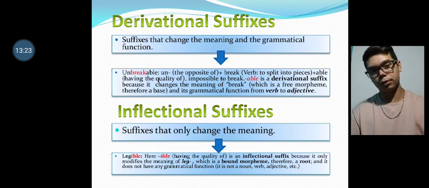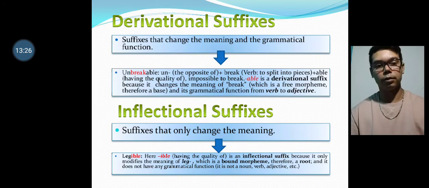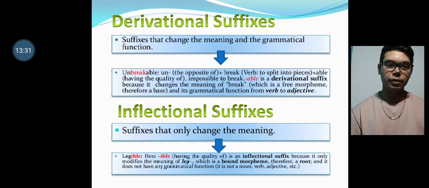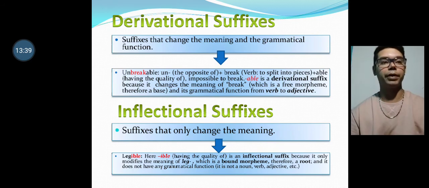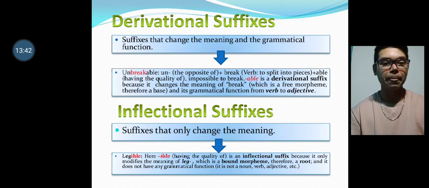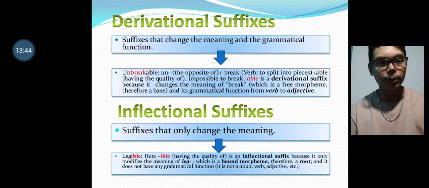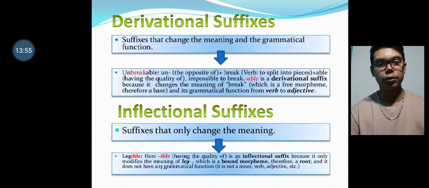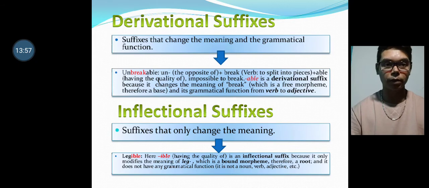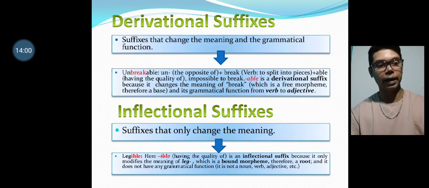Now we have the inflectional suffix. Contrariamente, los sufijos infleccionales, they are suffixes that only change the meaning. Solo cambian el significado. They don't change the grammatical function of the word. So we have legible here, able, having the quality of, is an inflectional suffix because it only modifies the meaning of leg, which is a bound morpheme and therefore a root, and it does not have any grammatical function. At least it is not a noun, a verb, or an adjective.